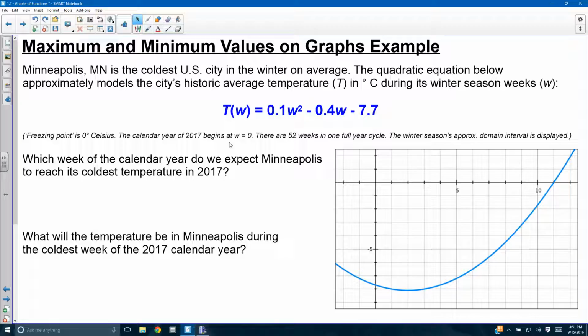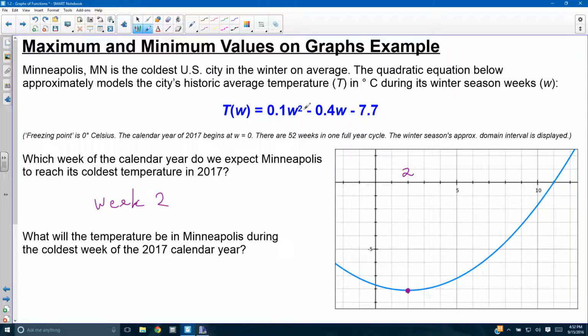Which week of the calendar year do we expect Minneapolis to reach its coldest temperature in 2017? Now, you might not necessarily have the graph beforehand, but even if you did, I guess it's going to be right here. It looks like it's going to be week 2. And we're going to see what the coldest temperature will be at that time. So again, if you don't have the graph, here's what we would do. By the way, we don't have the y value. I don't think it's at -8. I think it's lower than -8. So let's see what that exact value is.